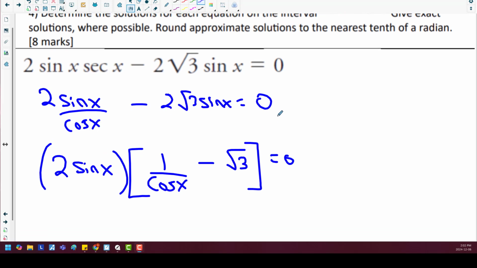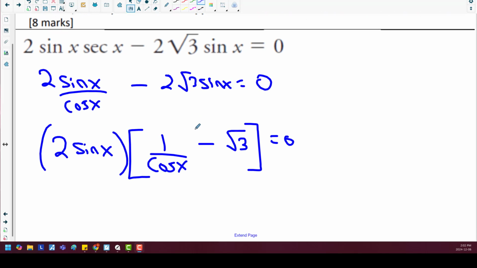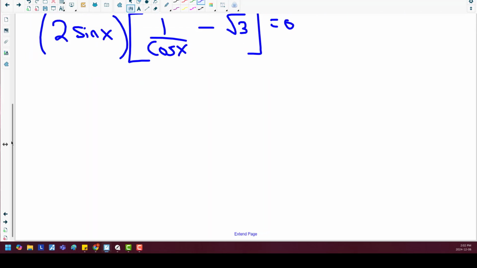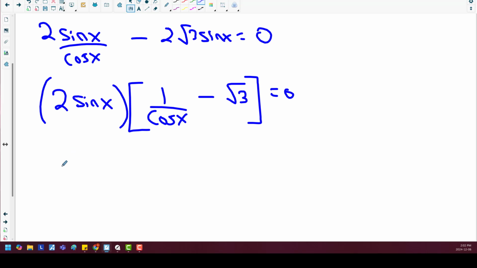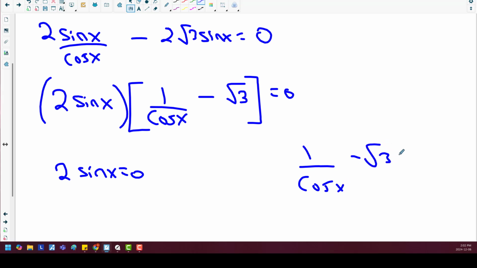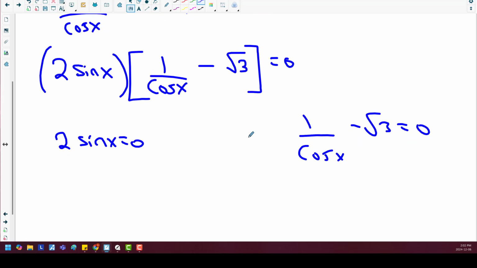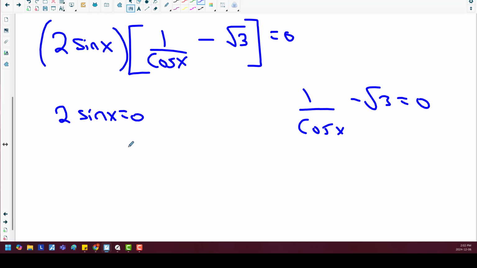So now we have 2 factors that are equal to 0. At this point, we can solve by just taking a look at each factor individually. So we'll have 2 mini equations. 2 sine x is equal to 0, that's one equation. And 1 over cos x minus root 3 is equal to 0. So we can individually solve these, and we can solve the question. So 2 just goes over, divide both sides by 2.